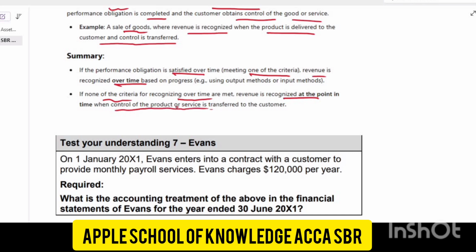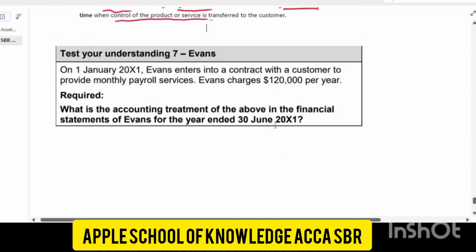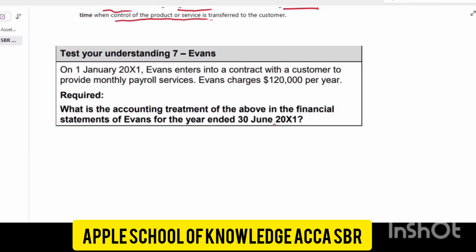So here we have an example. Let's do this example. Okay, here this is the example. What is the accounting treatment of the above in the financial statement for the year ending 30th June 2001? So on 1st January 2001, you entered a contract with a customer to provide monthly payroll services. He charges 120,000 per year.